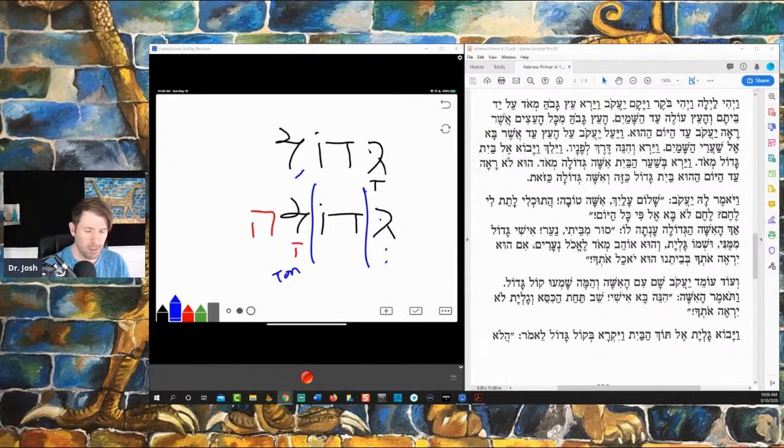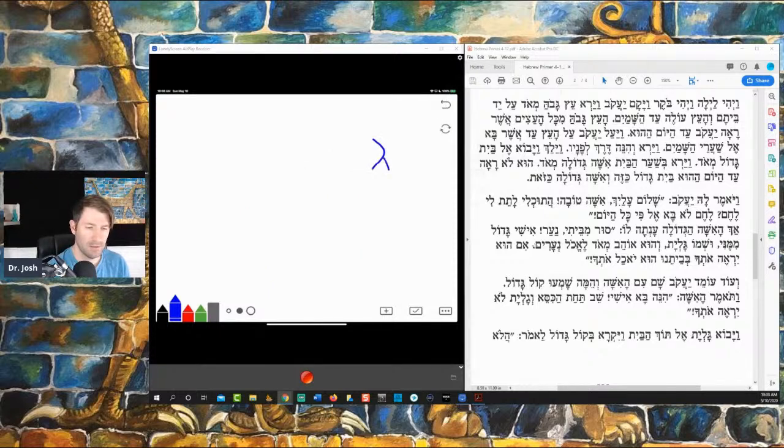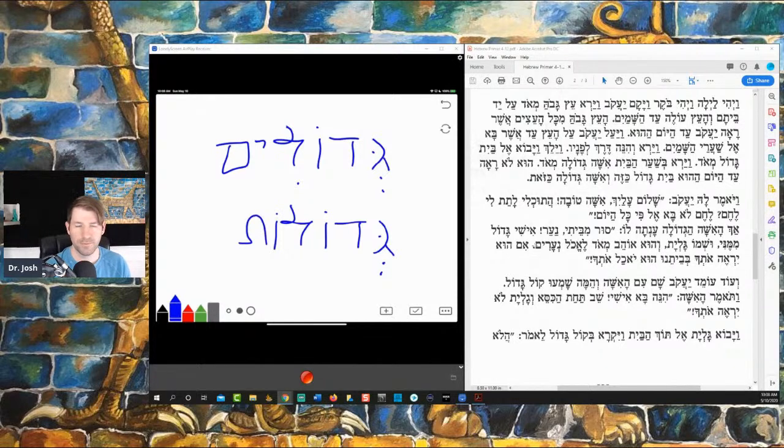So what else? So gadol, gadola, and then as you might expect, gadolim and gadolot for the feminine plural. So tov, tova, tovim, tovot, gadol, gadola, gadolim, gadolot. These are the adjective forms. So tov, of course, is good. Gadol is big. Then there's kaved.